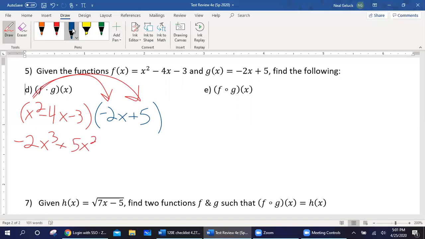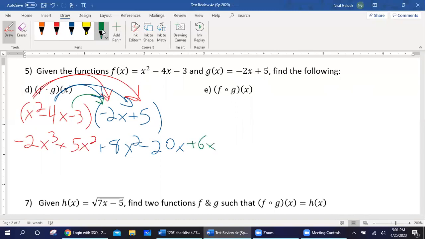Okay, next I'm going to multiply the negative 4x to all the blue stuff. So that's going to give me 8x squared minus 20x. And lastly, I'm going to multiply negative 3 to the blue stuff. That's going to give me plus 6x minus 15. From here, I just need to combine any like terms, and I end up with a result of negative 2x cubed plus 13x squared minus 14x minus 15.